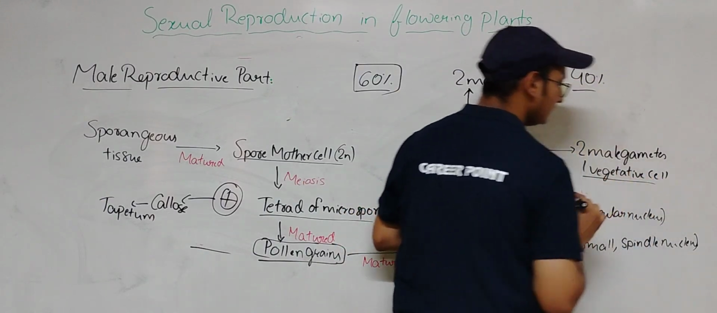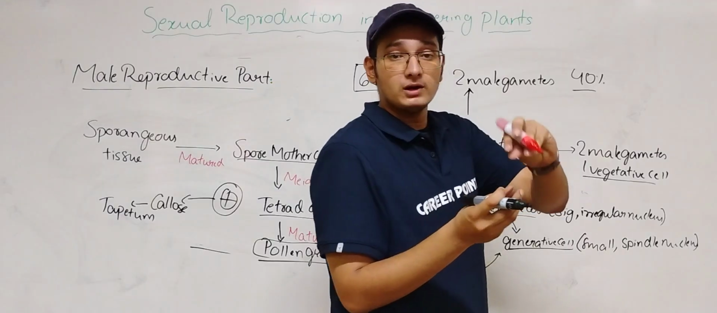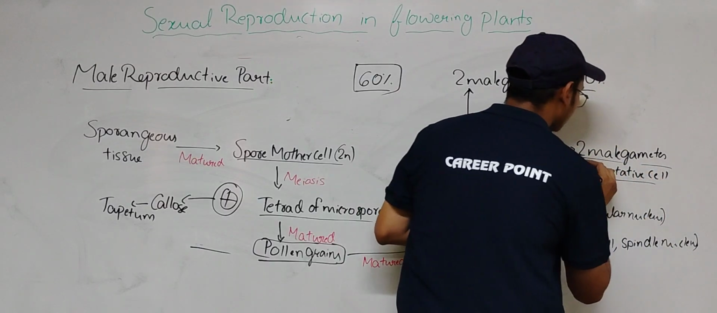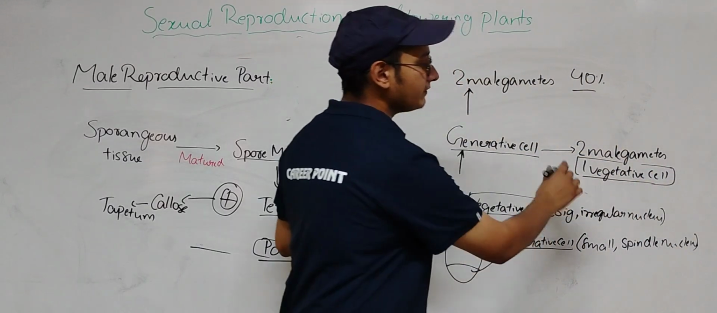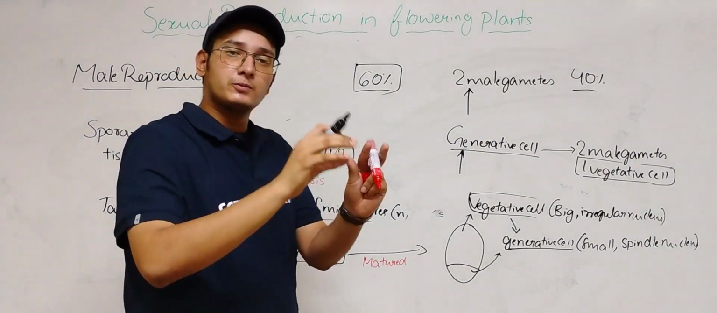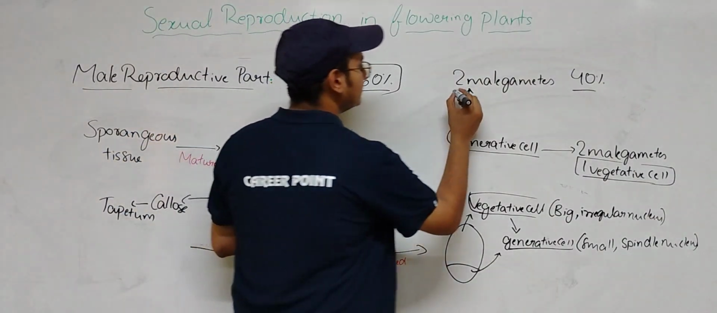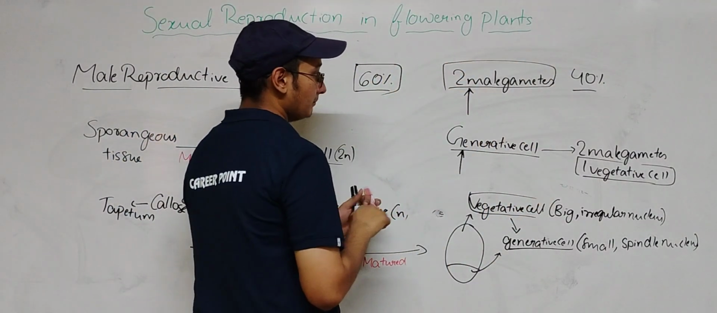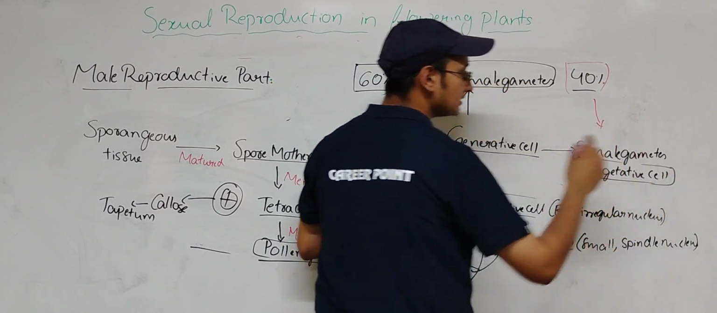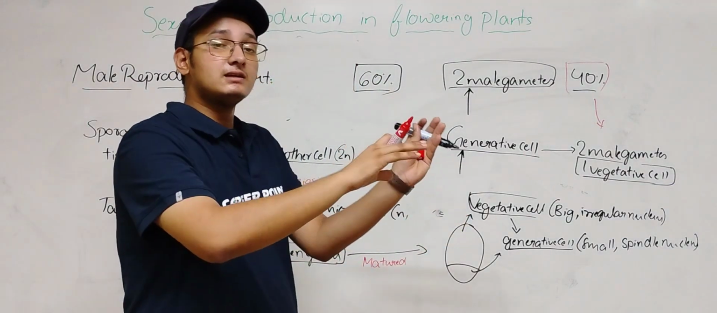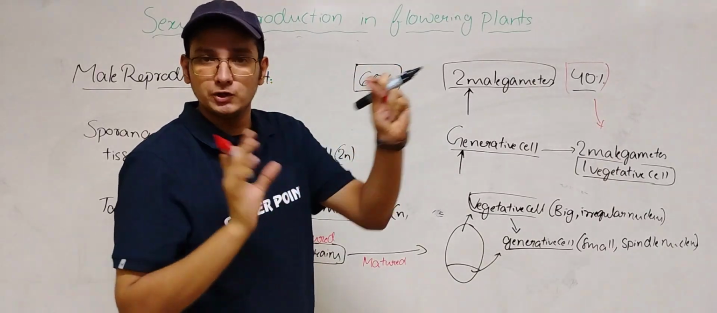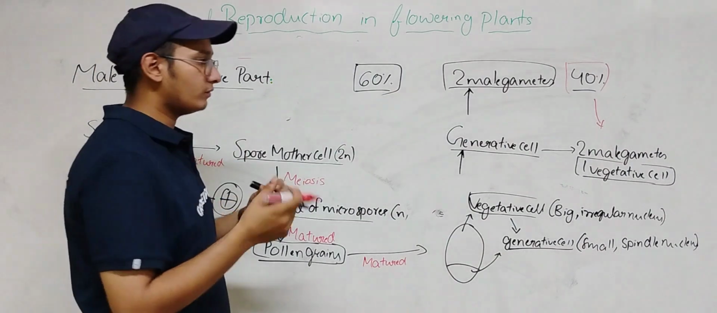So this vegetative cell is helpful when the pollen grain falls on the stigma. It produces a pollen tube. The pollen tube will come from the vegetative cell. So in 60% of the sexually reproducing flowering plants, the stage stops at two male gametes. But in the remaining 40%, they have two male gametes and one vegetative cell. This vegetative cell helps when the pollen grain falls on the stigma, and it becomes the pollen tube, and it reaches the ovule or ovary.